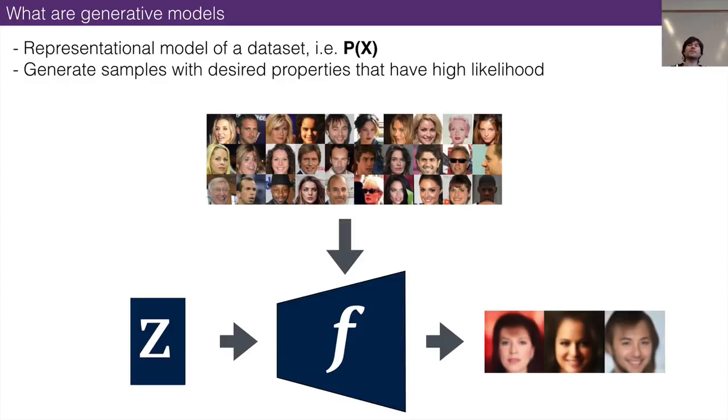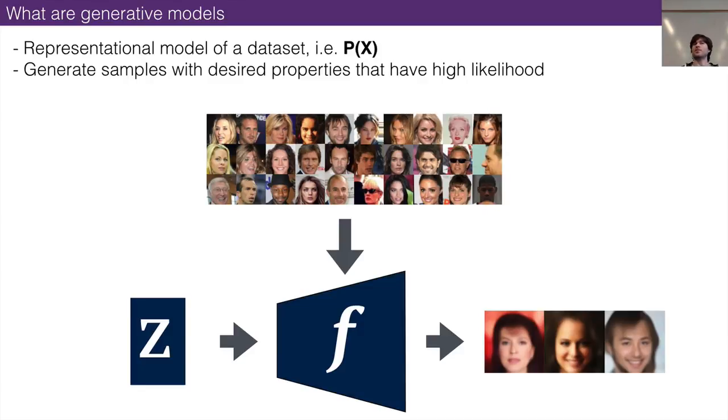A generative model can be loosely described as a representational model of a data set, and the model can be implemented as a neural network. You can think of it as modeling the probability of any possible X. We've seen these neural networks that go X to Y, where X is a combination of pixels, or audio samples, or words. And X comes from this whole space of possible images.